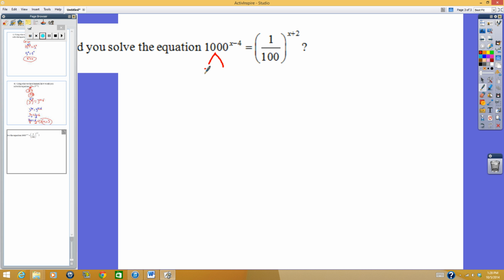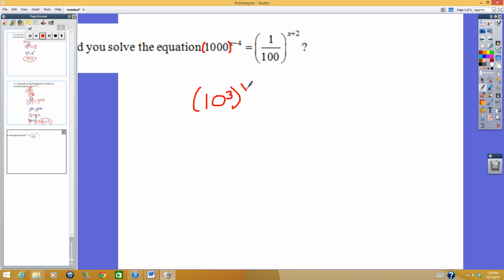If you need to break it down like this and keep working all the way through, you're more than welcome to do that. But remember, I showed you that trick where you can count the number of zeros. So here, 1,000 has 1, 2, 3 zeros. So you can rewrite this 1,000 as 10 to the third power.